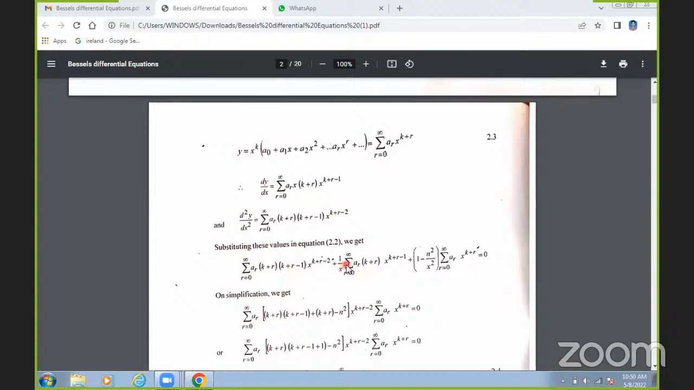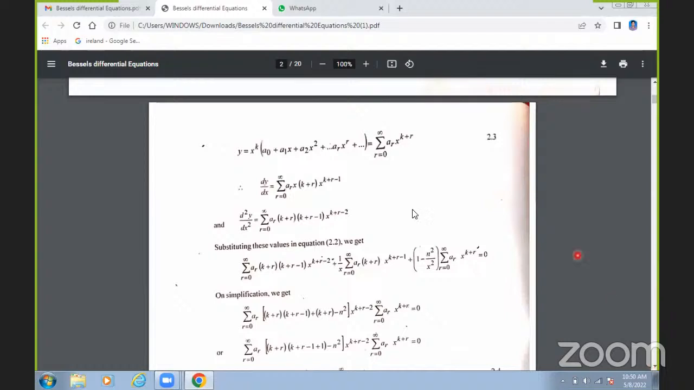Plus we have 1 by x into dy by dx, so we write the entire value of dy by dx here. Plus we have 1 minus n square by x square into y. So y value we have taken as summation of r equal to 0 to infinity ar x to the power of k plus r. So that is what we have written.